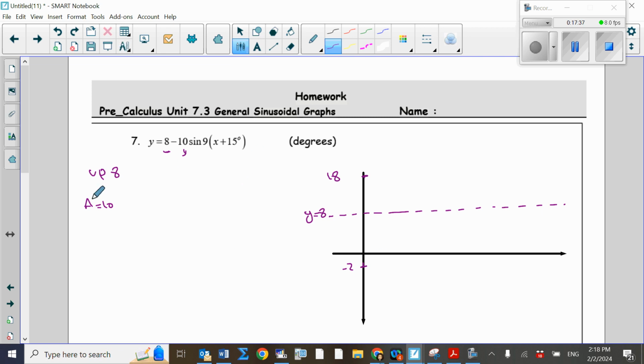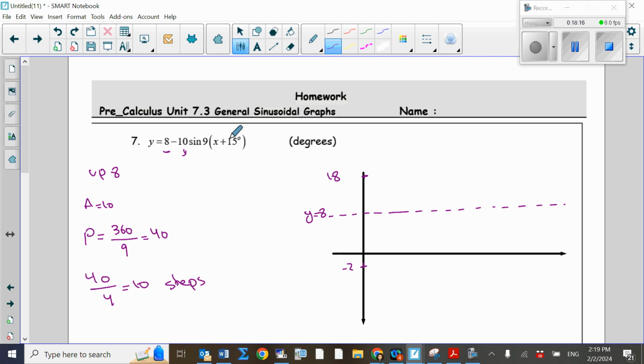Then we need to find the period of the function. The period of the function comes from dividing 360, because we work with degrees, by the b value, which is 9. 360 divided by 9 is 40. So 40 is one period of the function. Then we need to find the steps between the critical points and find the critical points. Then we're going to divide 40 by 4, which is 10. So these are the steps between the critical points.